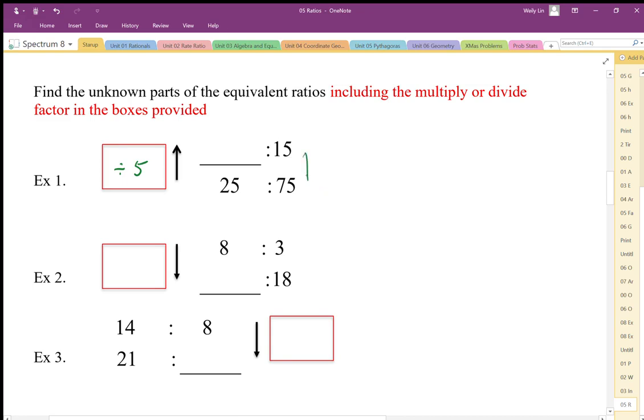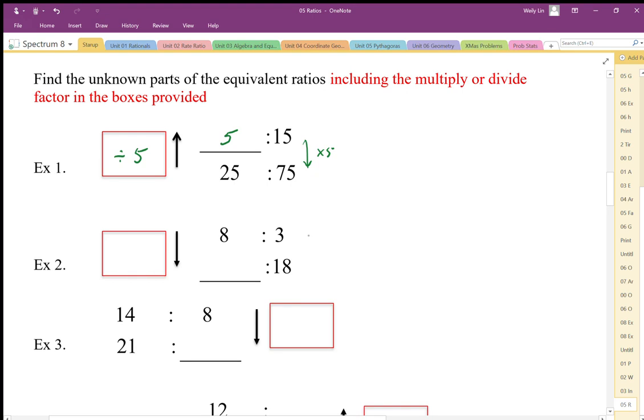So this direction, we see it times 5. So the opposite direction should be a divide by 5. So 25 divided by 5 gives me 5 to 15. And again, some of you may have noticed that this is a 1 to 3 ratio, so you could have worked it out using the horizontal multiplier.